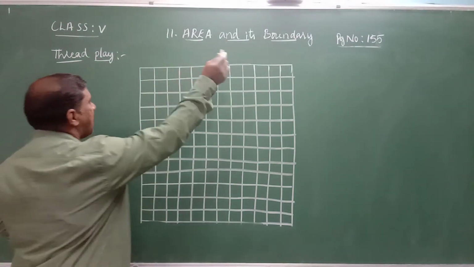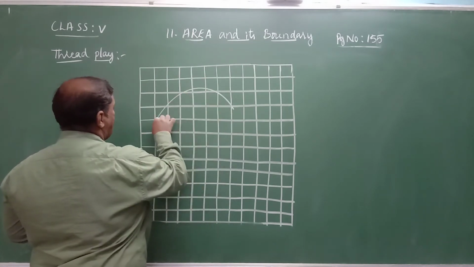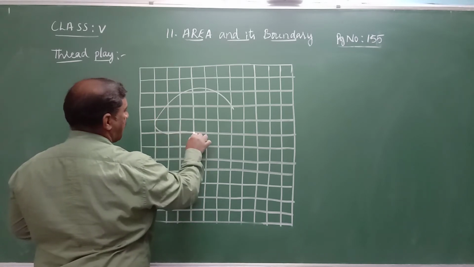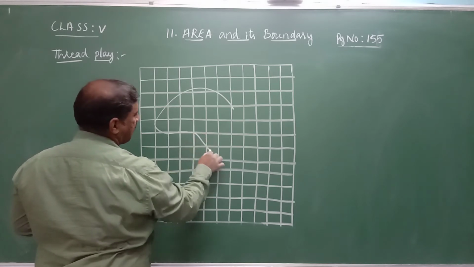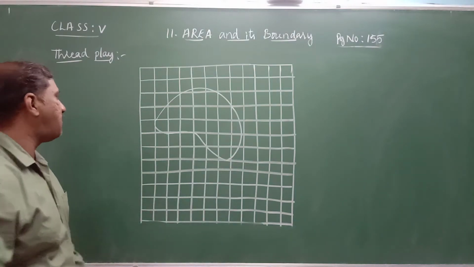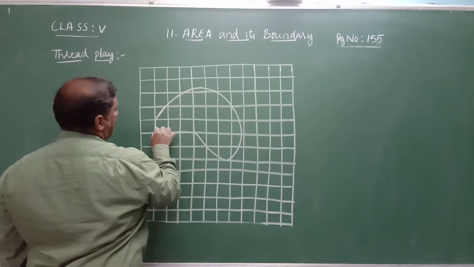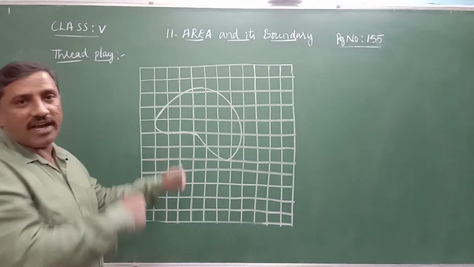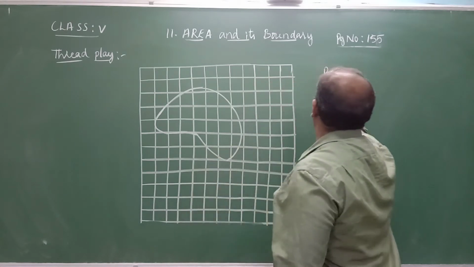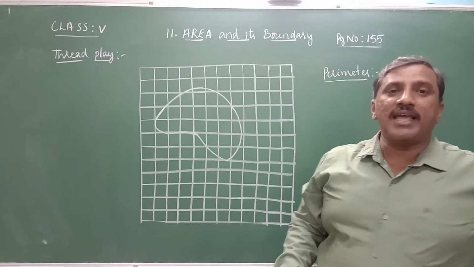See, for example, here I am drawing an irregular shape like this. We don't know how to find its perimeter. How do you find its perimeter? This is an irregular shape. So far we have studied the triangle, square and rectangle. Now we can find its perimeter by using a thread. It is by placing the thread.